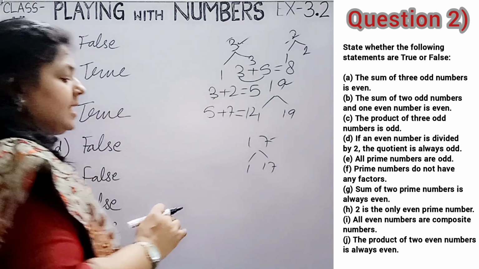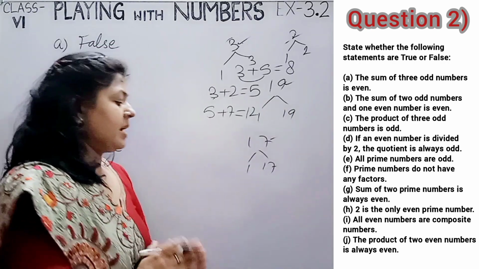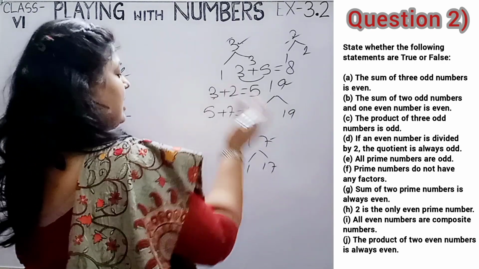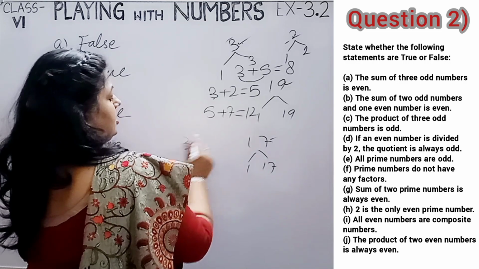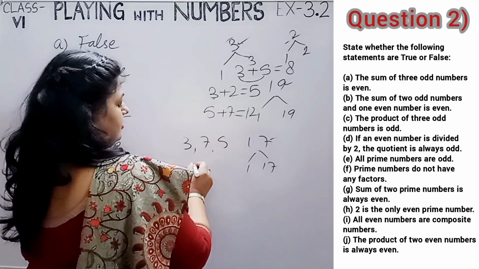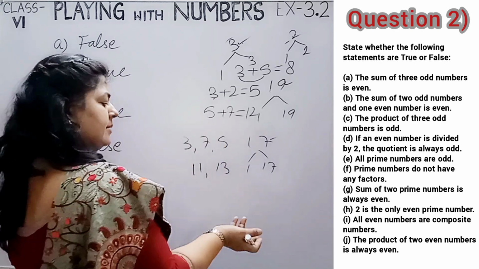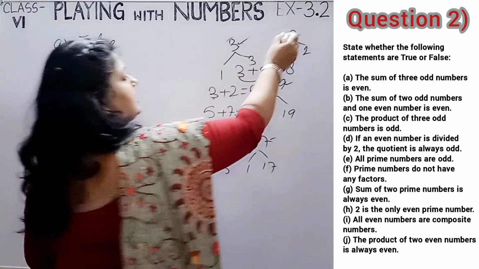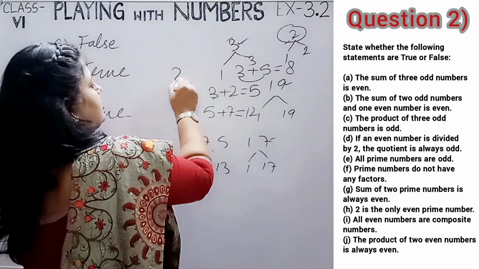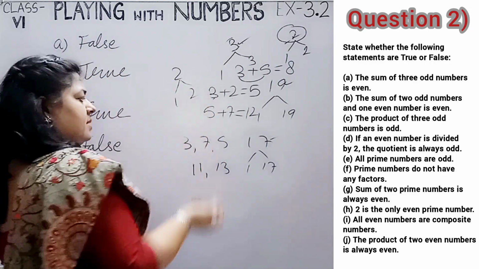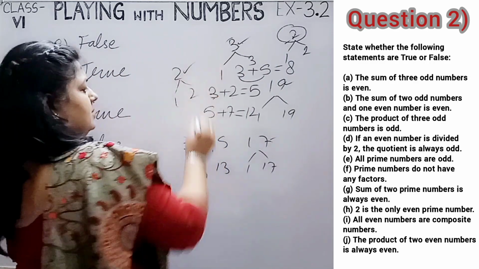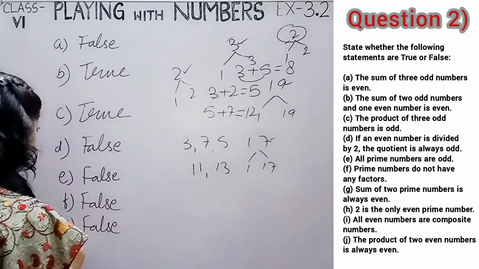Next one is H. 2 is only even prime number. Here we have observed that 3, 7, 5, 11, 13, all prime numbers are odd number. But here we have smallest 2. 2 has only 2 factors, which is prime number. But this is even number. So this is true.